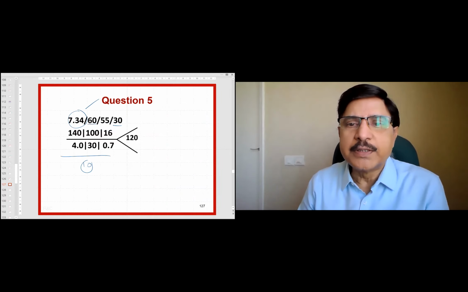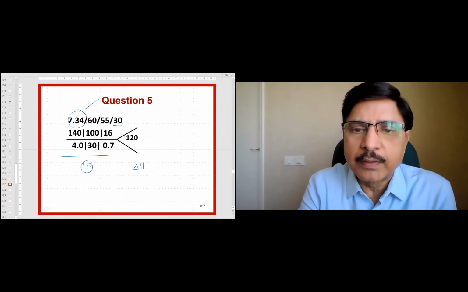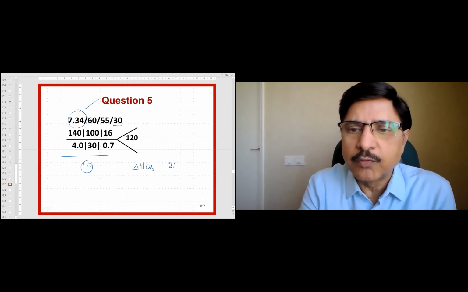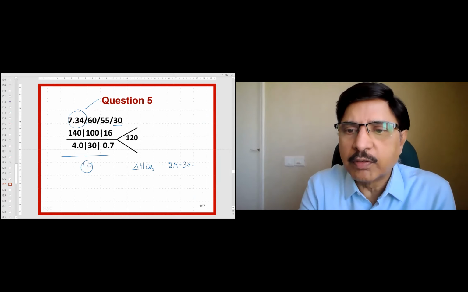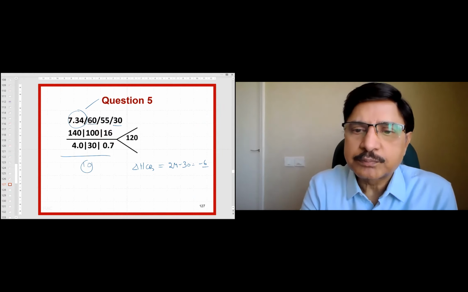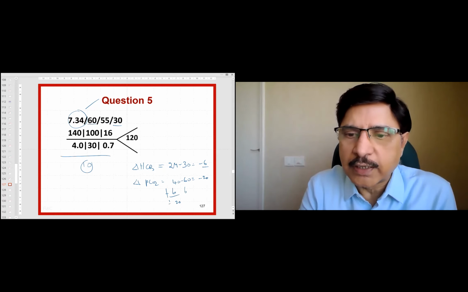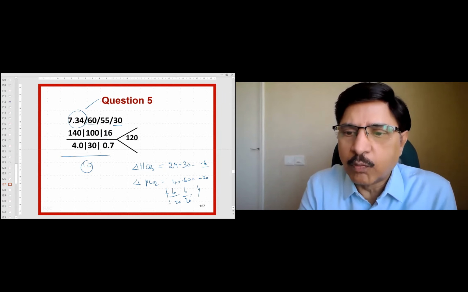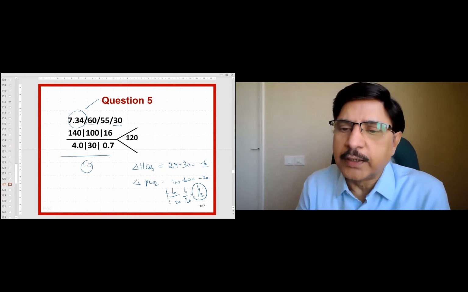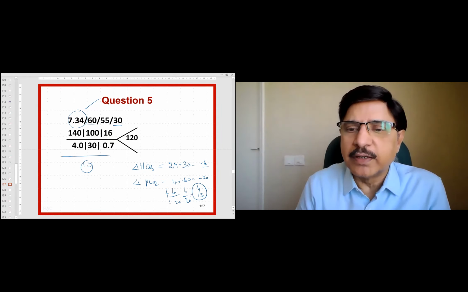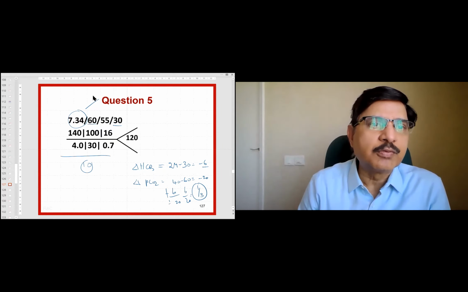Now what is the compensation like? What is my delta bicarbonate? Delta bicarbonate is 24 minus 30, which is minus 6. Delta carbon dioxide is 40 minus 60, which is minus 20. Minus 6 by minus 20, the minuses cancel, 6 by 20 is almost 1 by 3. 6 by 18 is 1 by 3, and 6 by 20 is nearing 1 by 3. Let us see which fits 1 by 3.